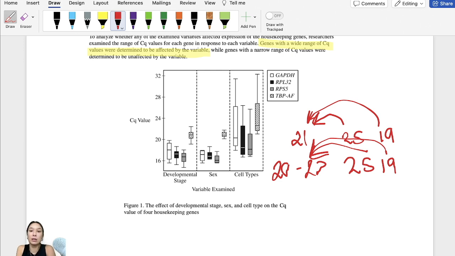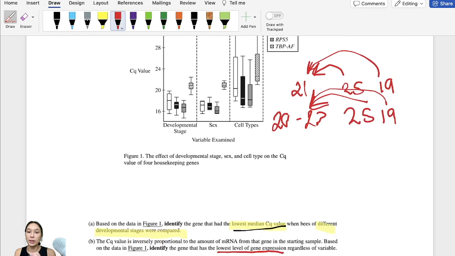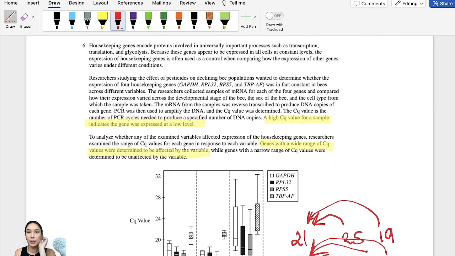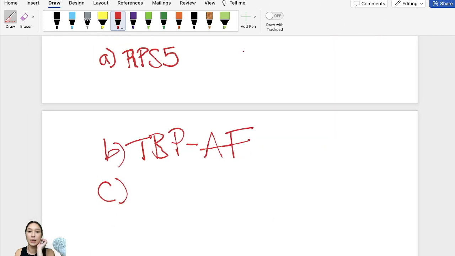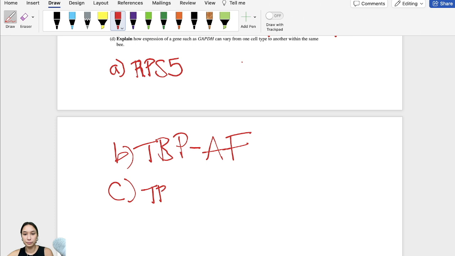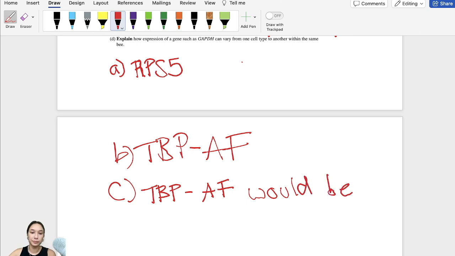If it stays relatively consistent, in this case, around 21, and again, there is going to be a little bit of variance just because of human error and system error. But again, what you want for your control is the most consistent one, okay? So for this one, C, I would say that TBPAF would be a good control, or the best control out of the four.